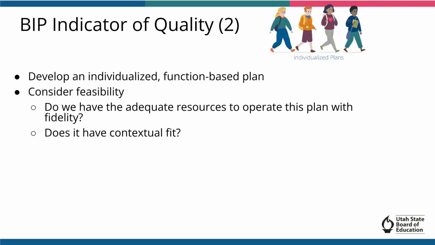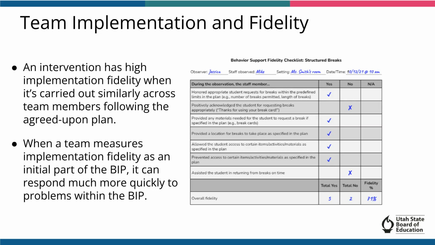We must also consider feasibility and contextual fit, ensuring the team has the resources to operate the plan with fidelity and that it fits the classroom environment. Writing the plan is only the first step. We must monitor implementation fidelity to ensure adults consistently follow the plan as written. Continuous progress monitoring compares new data against baseline. If data shows the plan is not working, the team must meet to adapt and revise the plan.